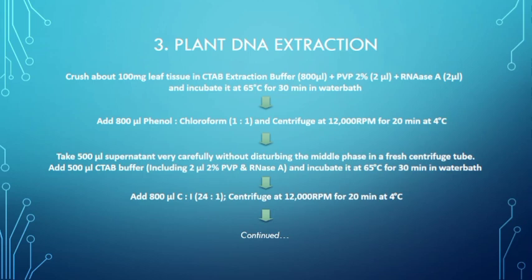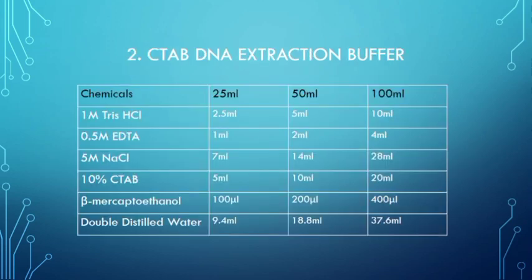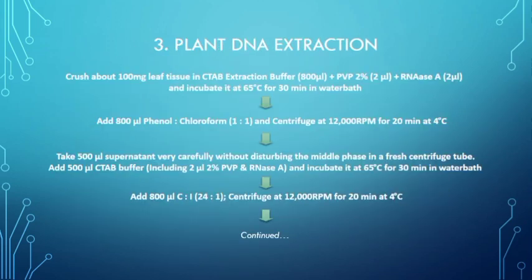The third one is how you are going to use the CTAB DNA extraction buffer to extract the DNA. These are the steps. The first one is crushing about 100 milligram of leaf tissue. I suggest that you don't take a very little amount, otherwise you will finally get a very low amount of DNA. And do not take a very large amount of leaf sample either.